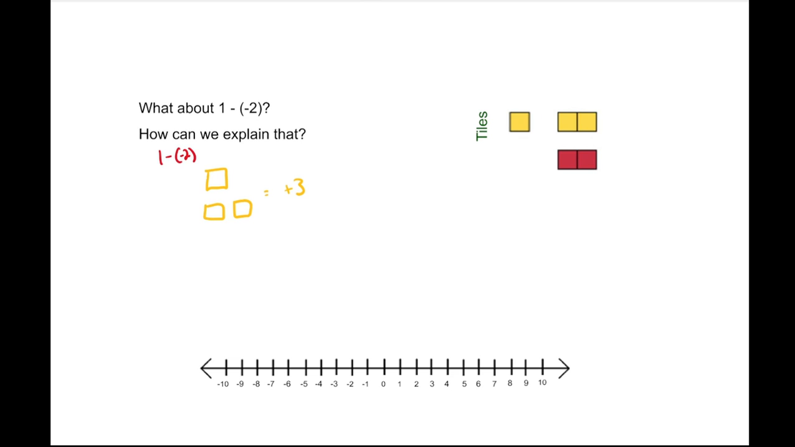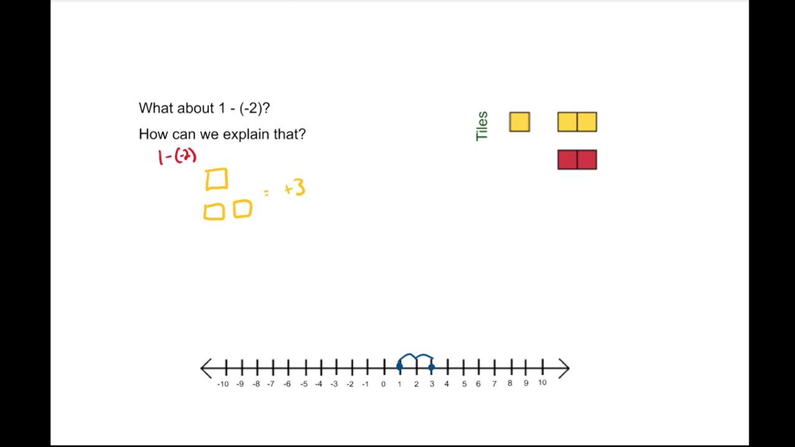On a number line, if we were to start at 1, normally when we're subtracting, we would go in the negative direction. However, when we're adding a negative, we would go in the negative direction. However, because it's the double negative, we're going to do the opposite, which would be going in the positive direction of 2, which would bring us to plus 3.